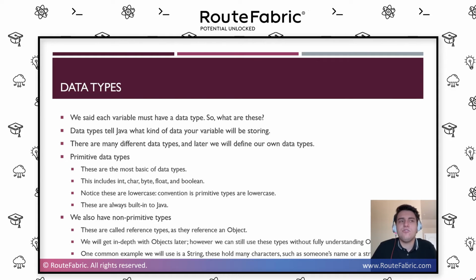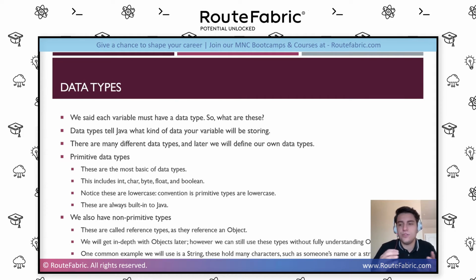So, in Java, we have something called primitive data types. These are the absolute basic data types, and these are guaranteed to be included in the Java language. So these are not objects. These aren't anything special. These are the very basics. These are going to be predefined for us. So like I said, these are the most basic of data types. So this includes, there's some more too, but we have int, char, byte, float, and boolean. So notice that these are all lowercase. This is actually kind of important. Convention is that primitive types are lowercase.